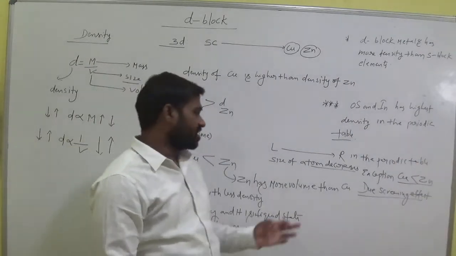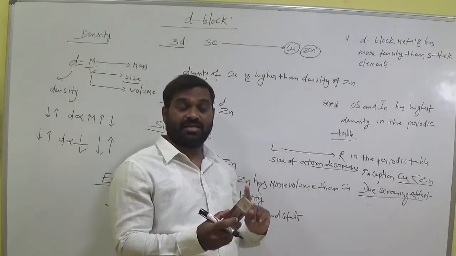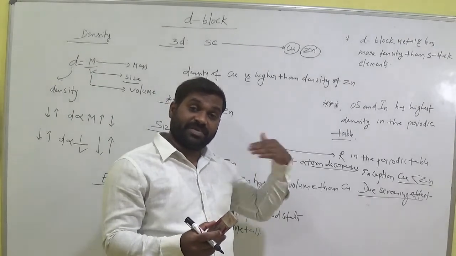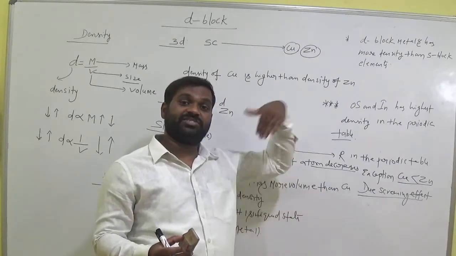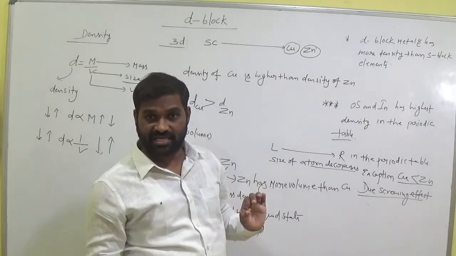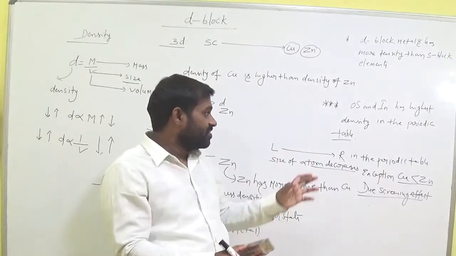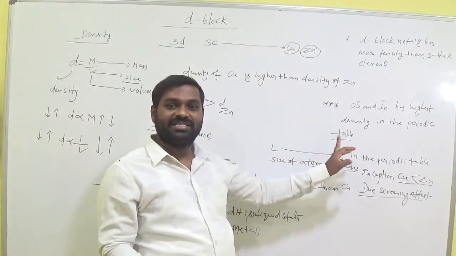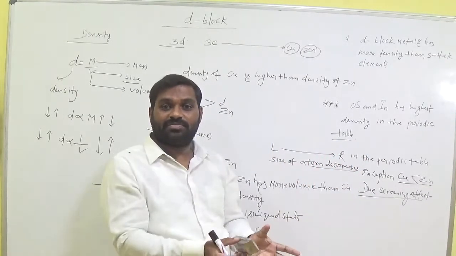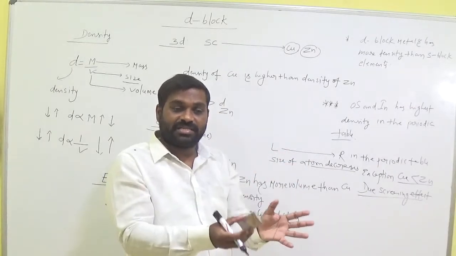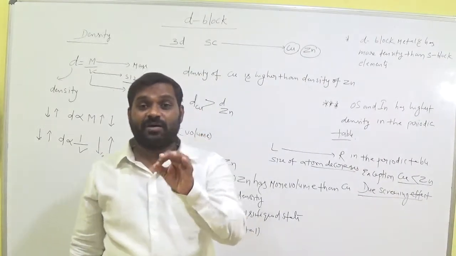Actually, according to left to right, the size of the atoms decreases. That means copper would be bigger than zinc. But what we conclude here is that, due to the screening effect, the size of zinc is more than copper. When comparing copper and zinc, zinc may be smaller in size in principle, but it occupies more volume, more space. That means its size is more than copper. Why? That is the effect of the screening effect.